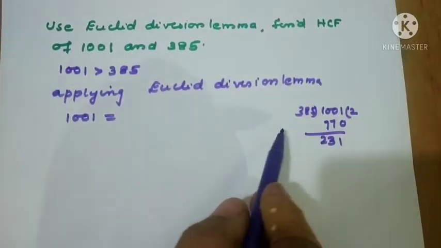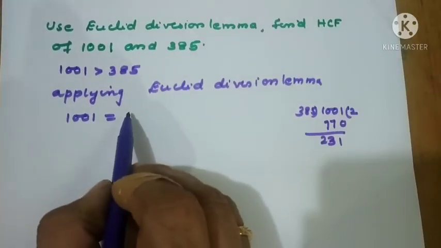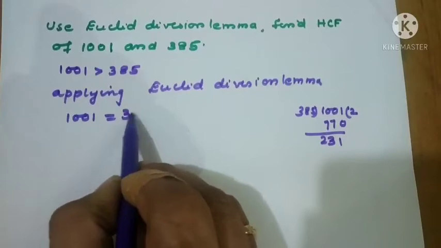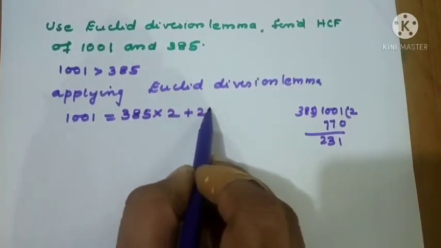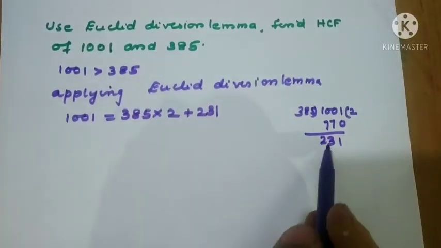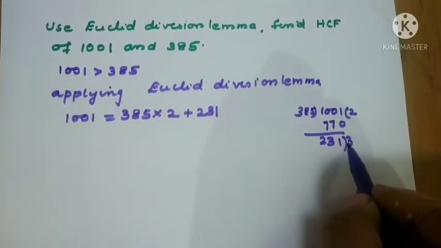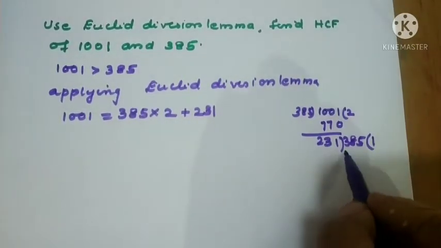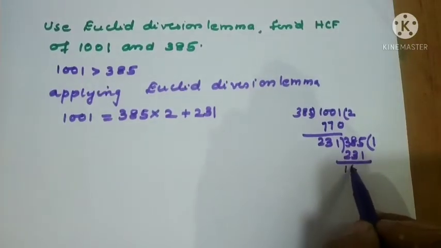So how to write the steps? First we will write the quotient on the divisor: 1001 equals 385 into quotient 2 plus remainder. What is the second step? 385 will become the next dividend. So 385 we got. How many times will it go? 1 time, and 231. Then the balance is 154.